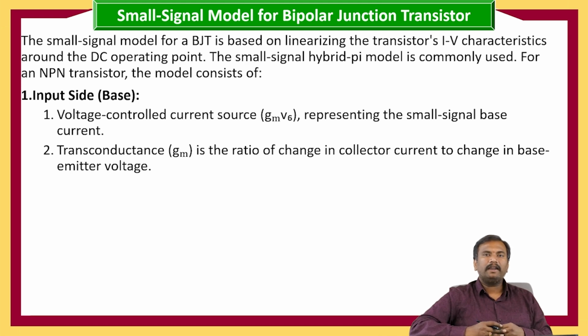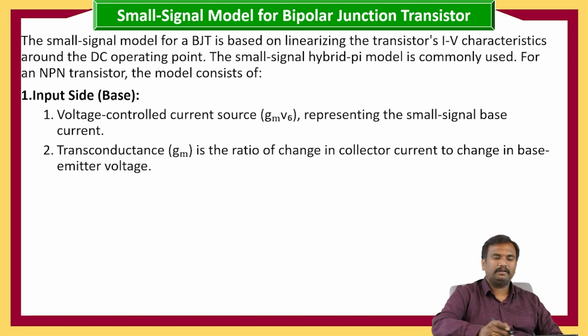Generally, for any electrical or electronic element, the main characteristic is the voltage and current characteristics, with an input as a DC operating point. The small signal model for a BJT is based on linearizing the transistor's IV characteristics around the DC operating point. The small signal hybrid pi model is commonly used for the NPN transistor.